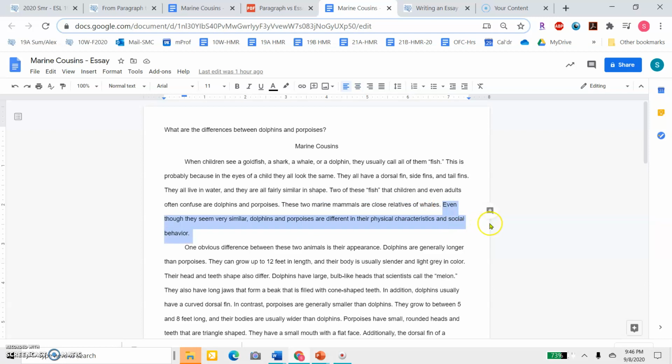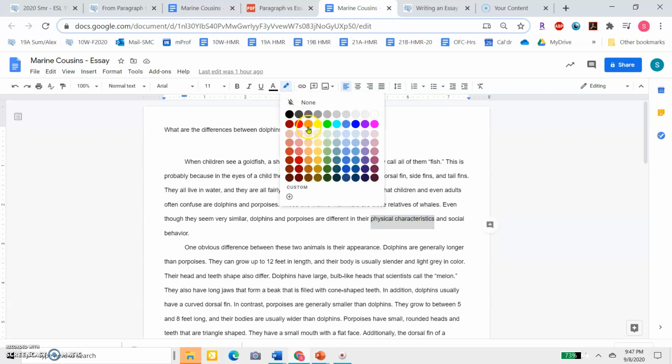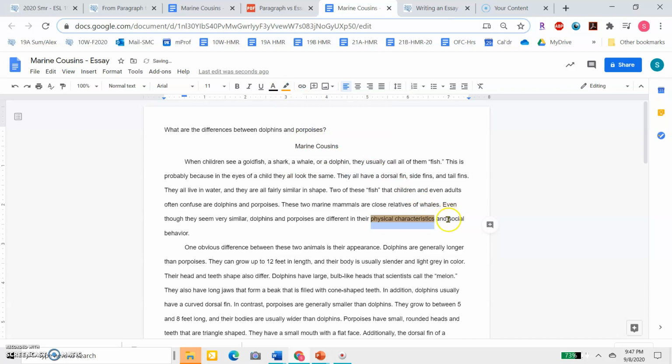The thesis is the most important sentence in your whole essay because it tells the reader what the main idea is. All right, let's read it. Even though they seem very similar, dolphins and porpoises are different in their physical characteristics and social behavior. So again, just like the paragraph, you've got 2 focal points, physical characteristics and social behavior.